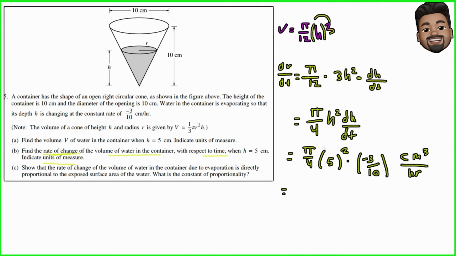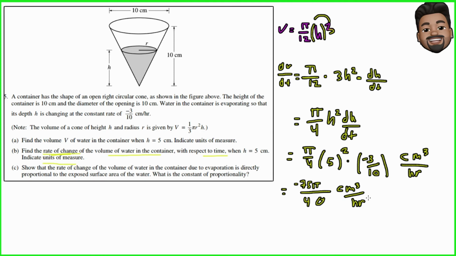If I wanted to do this, it'd be a little bit annoying, but 5 squared is 25. 25 times negative 3 is negative 75. So negative 75 pi over, and then 4 times 10 is 40. Hopefully I did the math there correctly. I think I did. Anyways, there it is. So there it is. Hopefully this one makes sense, maybe a little bit better than just looking at the answer key.